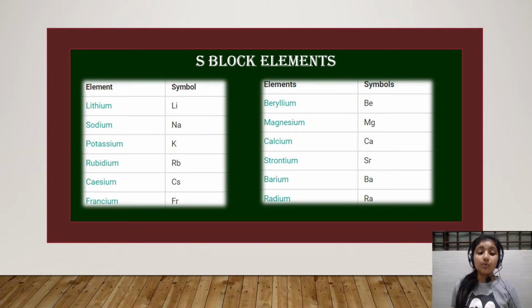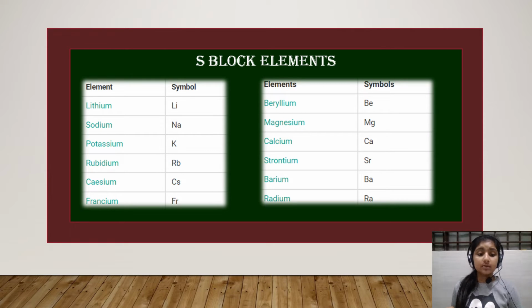And you can also find a common symbol, like the symbol of the element lithium is the combination of the first and the second letter, that is Li. In most of the elements, it is the combination of the first two letters, or the first and the third letter. But in some of the elements, like sodium, it is totally different from its name, that is Na.